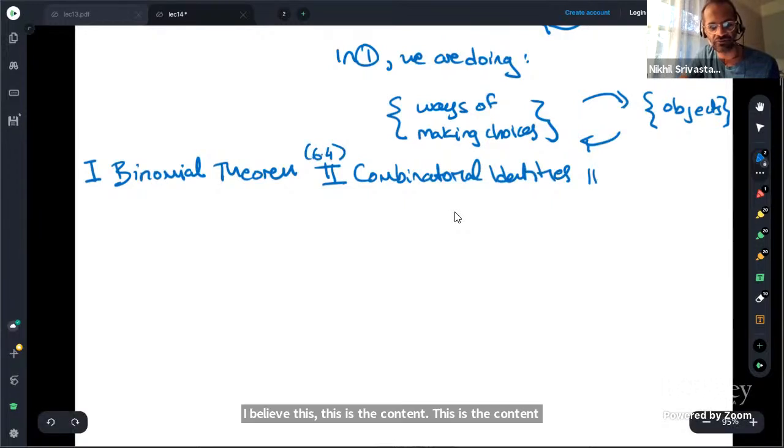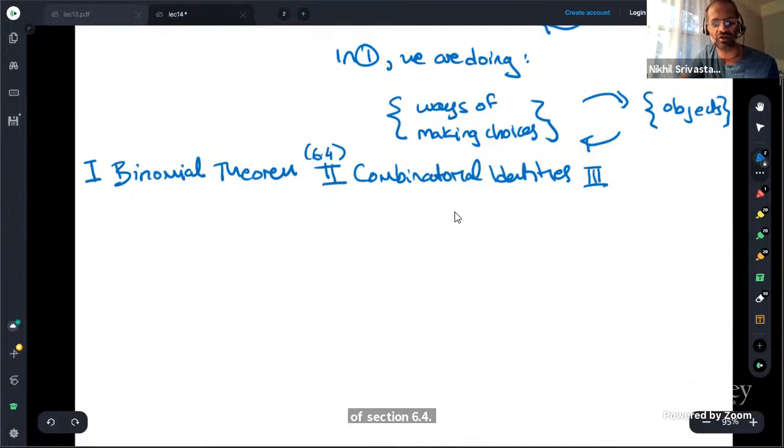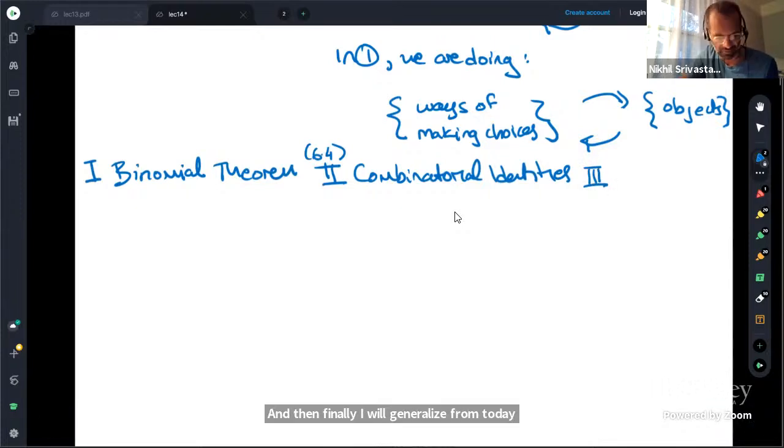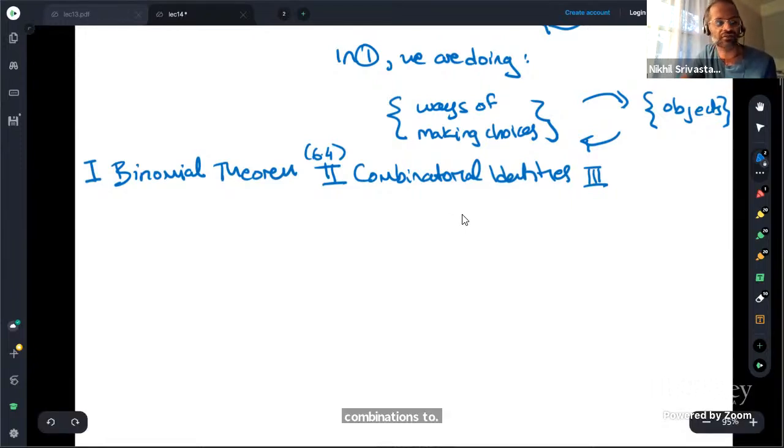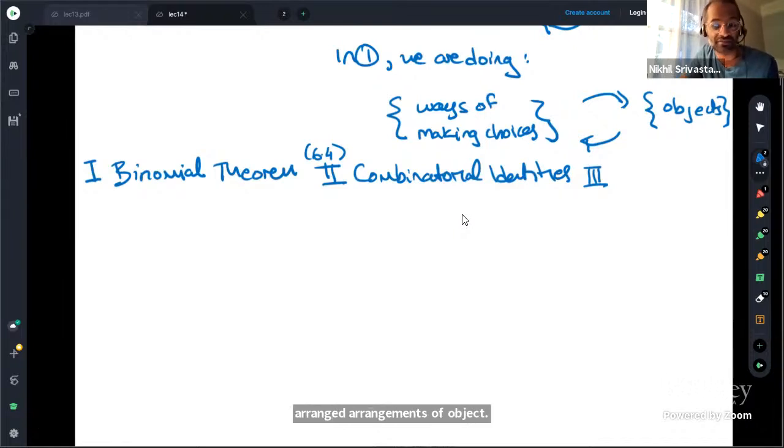And then finally, I will generalize permutations and combinations to count arrangements of objects with repetitions.